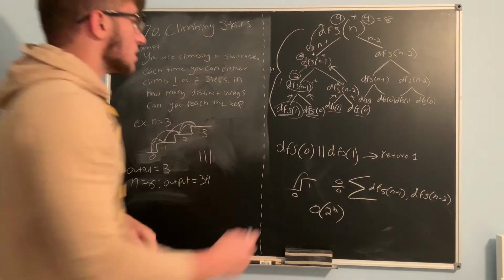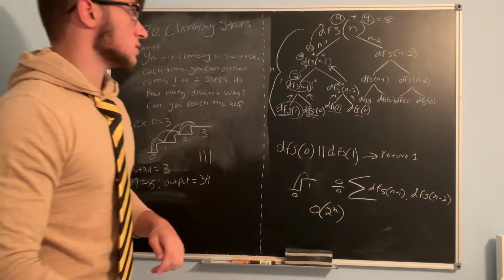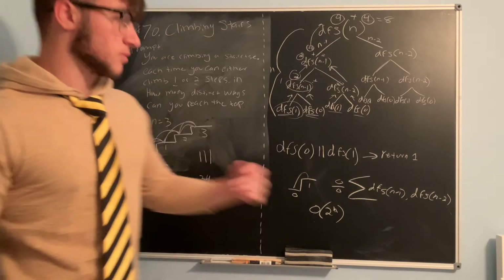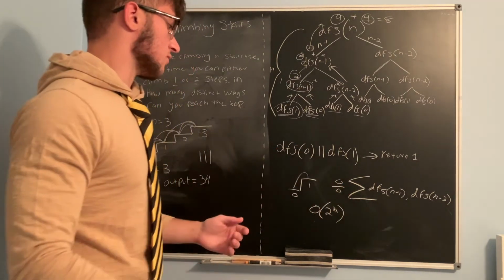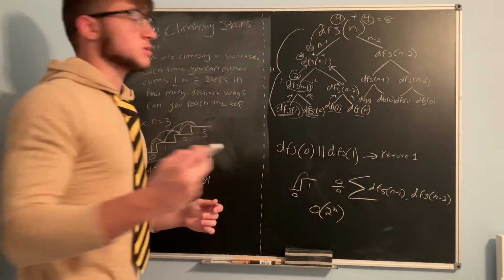Right, so that's why it's O of 2 to the nth power, which is an exponential time complexity and something we want to avoid when we're using recursive functions like this. So in order to optimize this, we're going to have to use memoization.